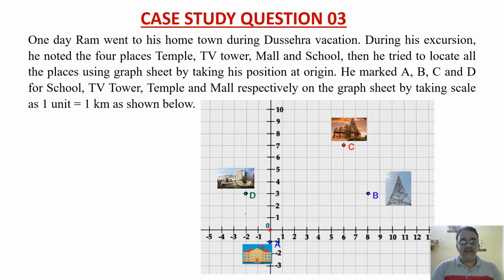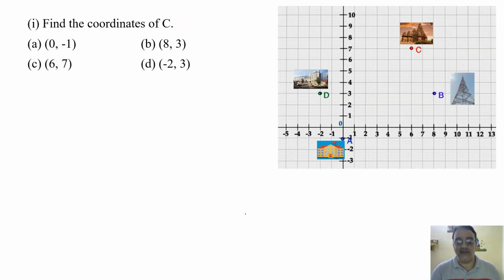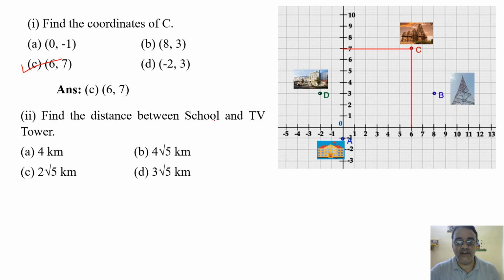Now based on this, now we are going to solve some questions. First is find the coordinates of C. This is the point C. 6 and 7. Right. Option C, 6, 7, correct. Find the distance between school and TV. एक मिनट, स्कूल ये है, राइट, और टीवी टावर इज B, so we have to find the distance between A and B. So what is the coordinate of B?